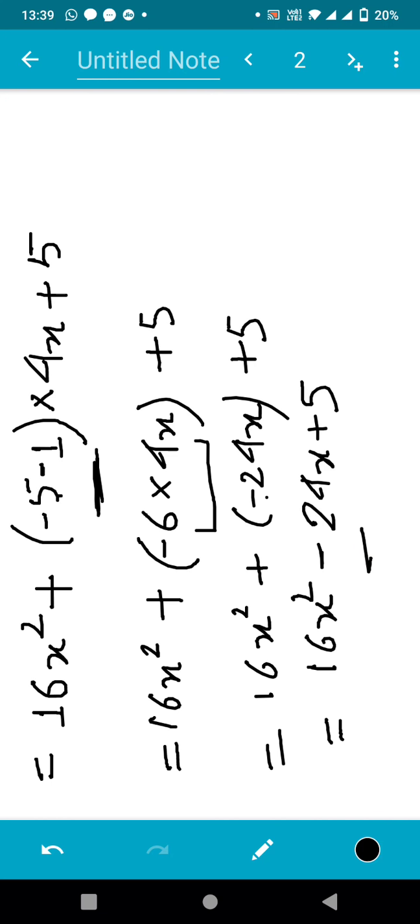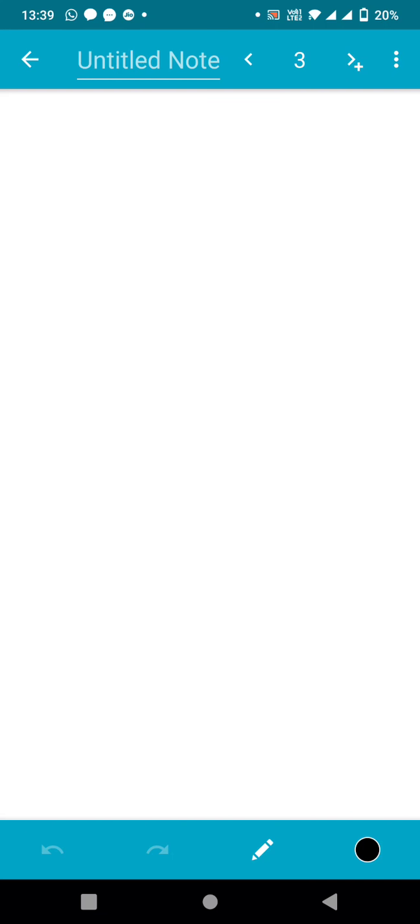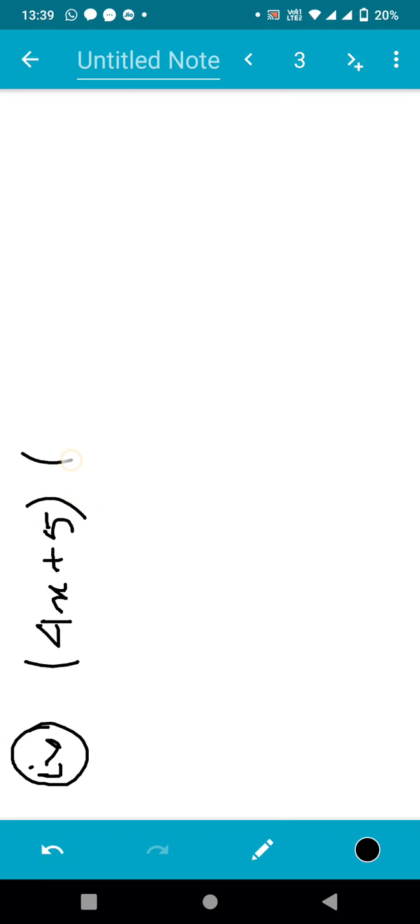Okay, I hope all of you have understood. Now let's move on to sum number 4. So let me write it this way. Sum number 4: in the first bracket we have again 4x plus 5, and in the second bracket we have 4x minus 1.